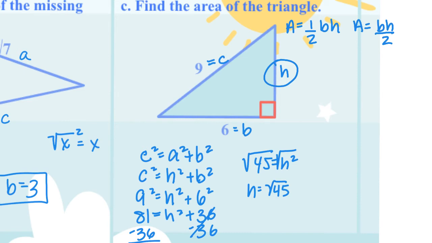In order to simplify the square root of 45, we need to find a perfect square that will go into 45. We know that 45 is the same thing as 9 times 5. And we know that 9 is a perfect square, which means that when we square root it, we get a single number, which is 3. So h equals the square root of 9 times 5. H equals the square root of 9 times the square root of 5. H equals the square root of 9, which is 3 square roots of 5.